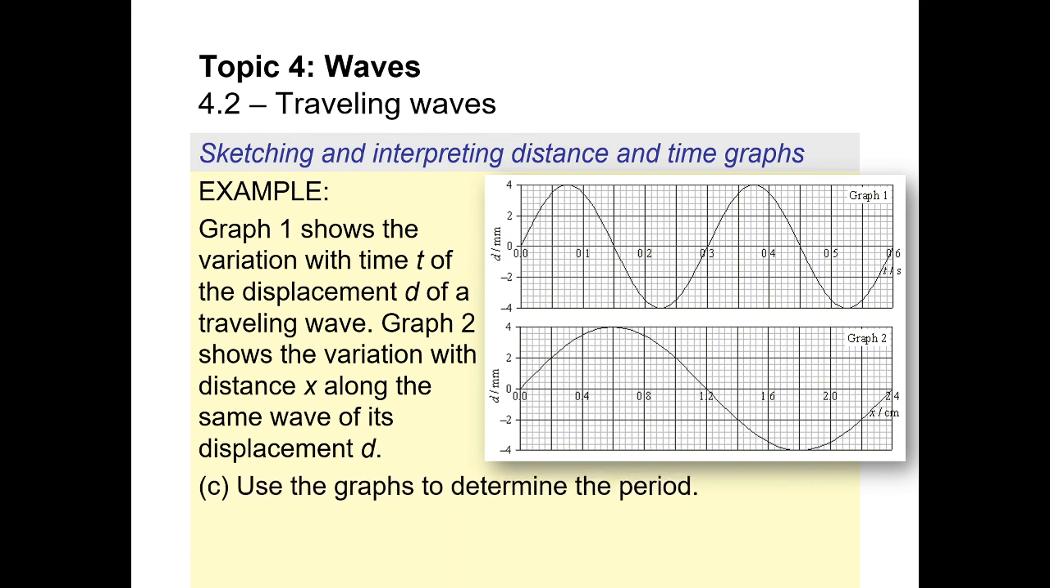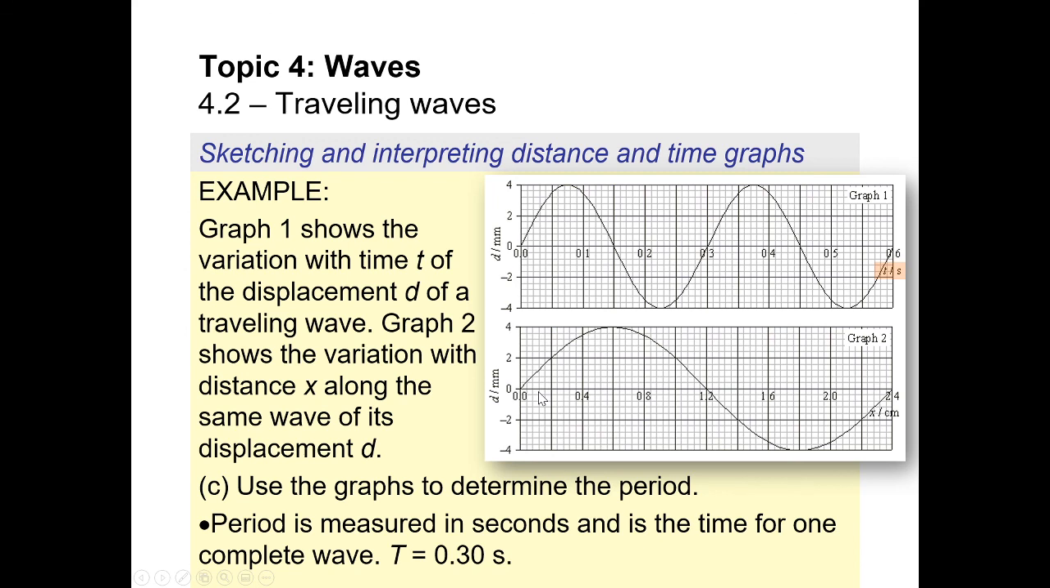Okay, part C, use the graphs to determine the period. Period is the length of time needed to complete one cycle. That means we're looking at graph 1, because we are measuring time on the horizontal axis. Now in graph 1, we have two complete cycles, right? Two crests, two troughs. So I'll start from the beginning because it's easier. If you start at t equals 0, one full cycle, 1 full crest and 1 full trough, leads us to the 0.3 second mark. Since that's already in seconds, I don't need to do any unit conversion.